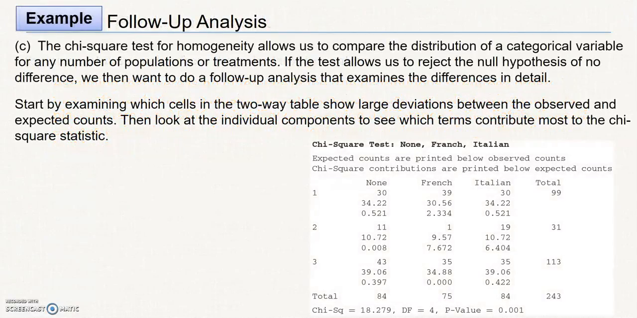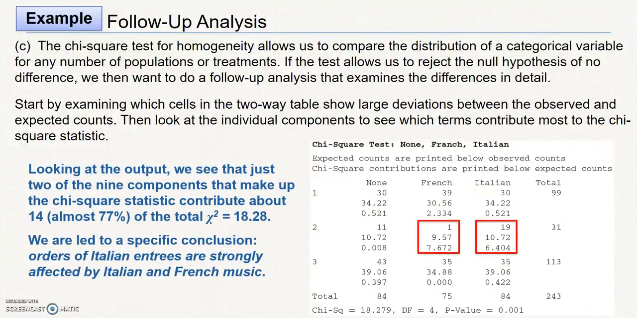Okay, so now if they ask you for a follow-up analysis, you want to look at this data and see which one of these values is going to contribute to the chi-square test statistic the most. You only have to do this if they specifically ask you. So looking at the output here, we're looking for the largest contribution number here. Okay, so it says expected counts are printed below the observed counts. Chi-square contributions are printed below.